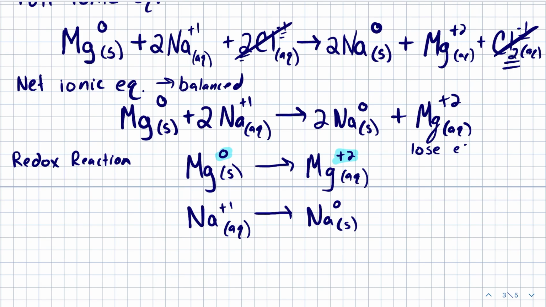My sodium, however, is going from a plus 1 to neutral. It's going towards the negative side. So since it's going towards the negative side, it's going to gain negatives. It will gain electrons. The reason why this is important is because when things lose electrons, it is referred to as being oxidized. When metals gain electrons, it is said to be reduced.